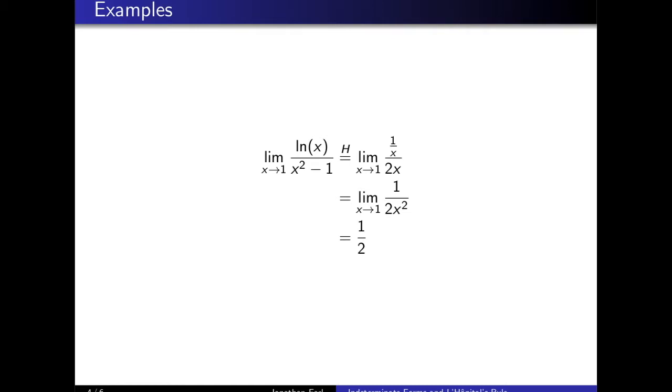And what we're going to say is that we're using L'Hopital's rule, so one way that we can denote this is by putting a little h over the equal sign. And then from there we're going to take the derivative of the numerator and divide by the derivative of the denominator. So we'll get the limit as x goes to 1 of 1 over x, and that's all divided by 2x. Simplifying things out a bit, we get the limit as x goes to 1 of 1 over 2x squared. And as x goes to 1, our final limit is 1/2.